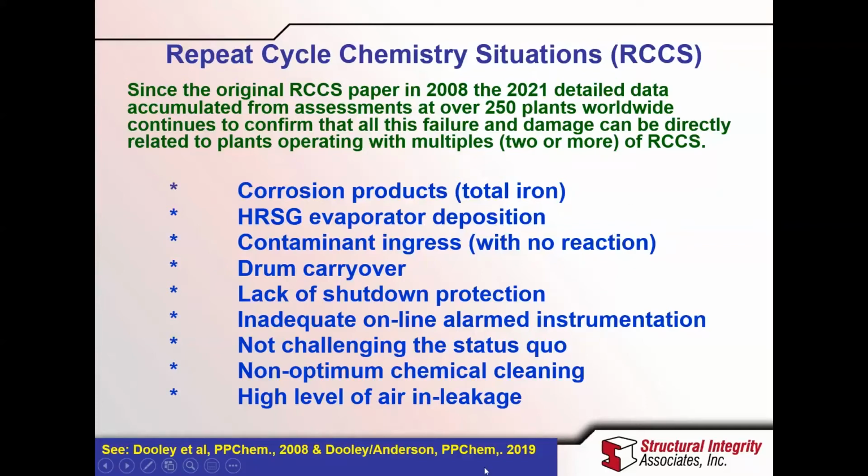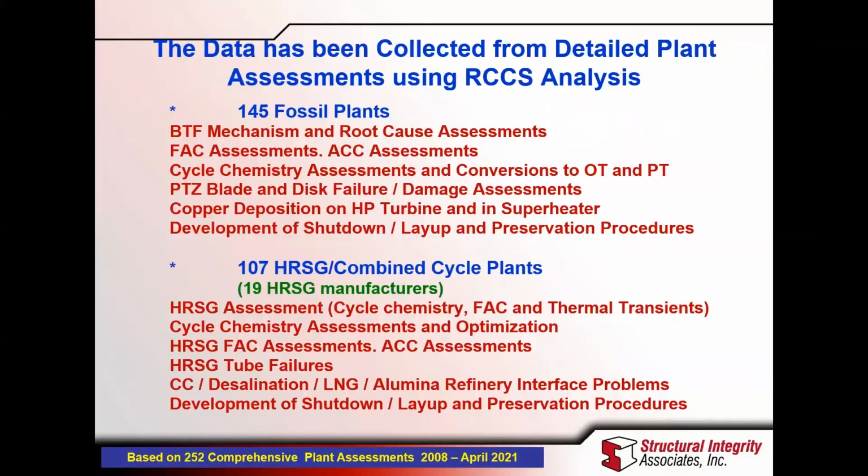And for combined cycles and HRSGs, Bob and I summarized the results in this PPChem paper in 2019. And all of these papers that are noted at the bottom here for your reference are available on the HF site, and Scott will be able to tell you exactly where that is later. But you can get these, they are freely downloadable. And so this large amount of data has been collected from detailed plant assessments using this repeat cycle chemistry situation analysis. And for combined cycle plants, this is the number of them, this is the different manufacturers that we've looked at. These are the sorts of assessments that we've made to derive this data.